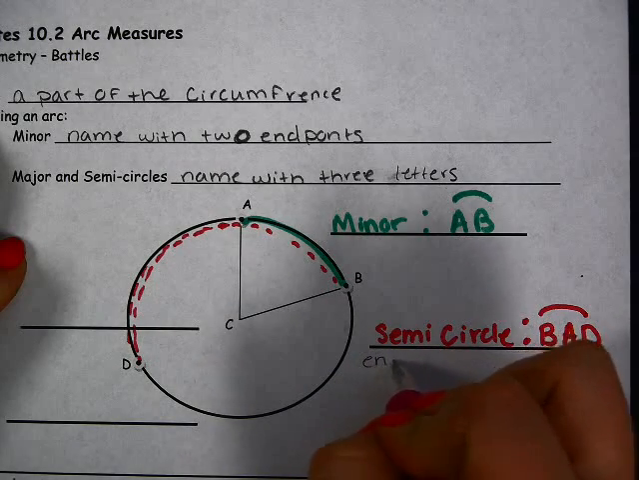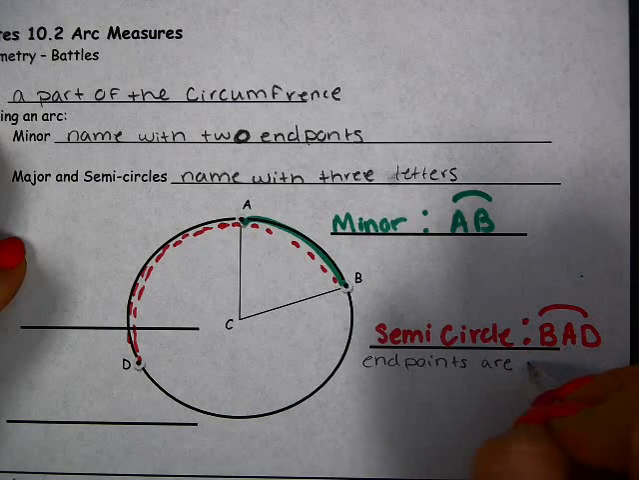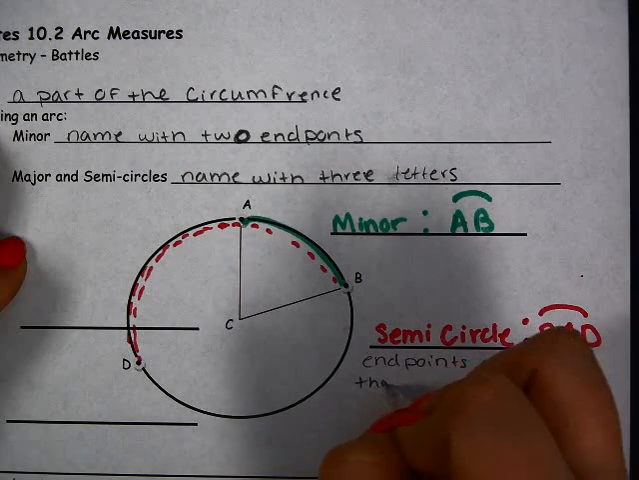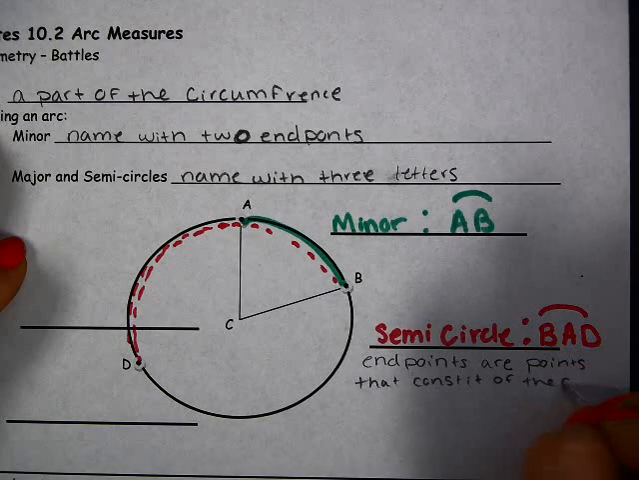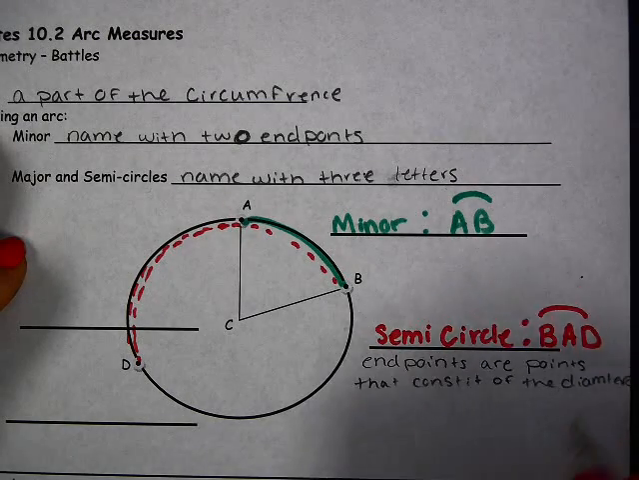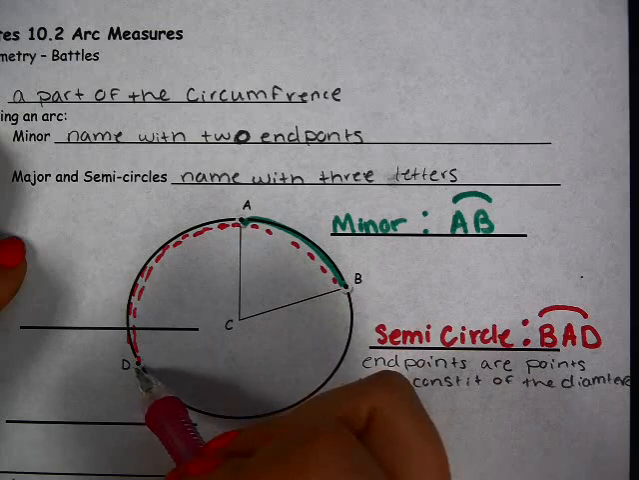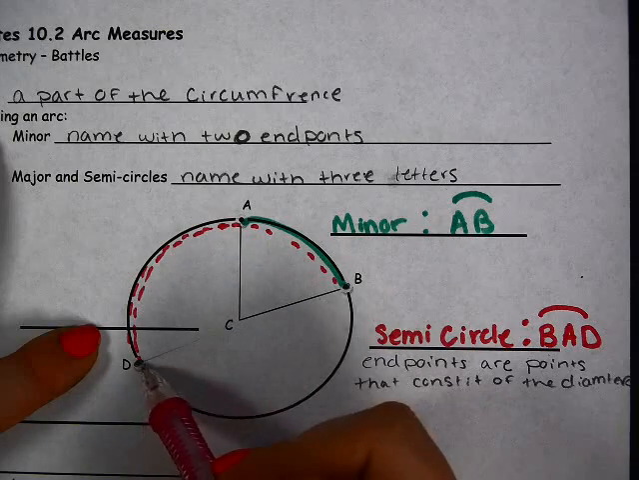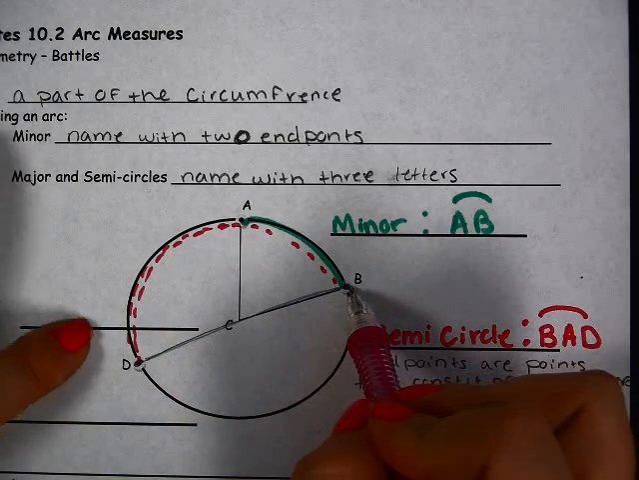the endpoints are points that consist of the diameter. Sorry, I kind of ran off the page there. So the semicircle contains D and B. If you were to draw a line through that right here, this line segment would be the diameter.